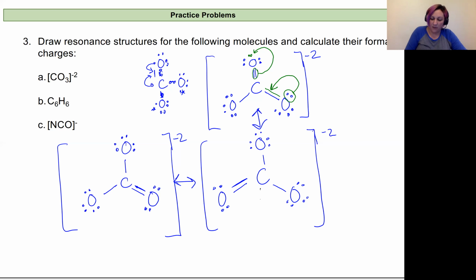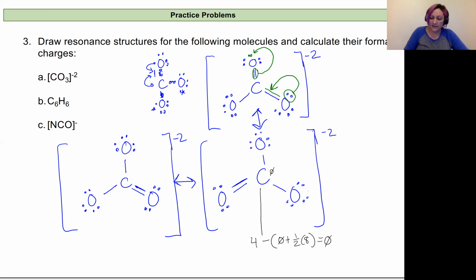So for my carbon, I am going to have 4 valence electrons minus the sum of the number of non-bonding electrons, which is no lone pairs, so 0, plus, or I'm also subtracting, the number of bonding electrons. So I've got 4 bonds to the carbon. So that's 8 electrons participating in a bond, 1/2 of 8. So that's going to equal 0. So carbon has a formal charge of 0. I personally like to write them next to it just to help me look at it all at once and see the formal charges right by the atom, but you don't have to.